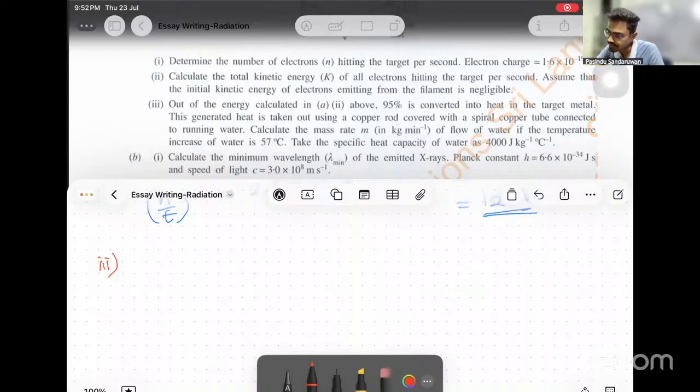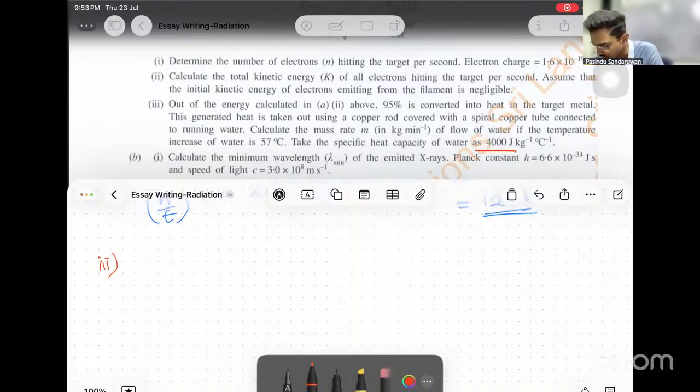of flow of water if the temperature increase of water is 57. Take the specific heat capacity of water as 4000, not 4200 now, 4000 now. Okay, now this is connected to thermal, the increase of temperature of water.